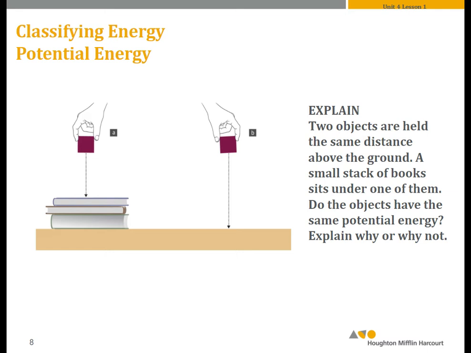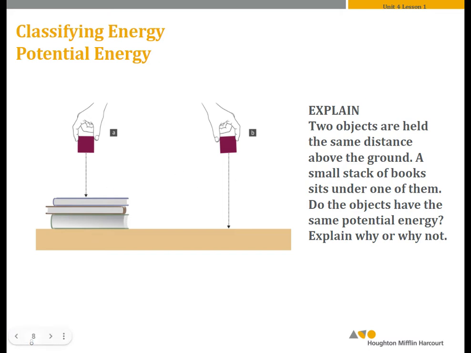Now, do both of these objects have the same potential energy, and why or why not? Well, from one perspective you could say that no, because if we think about potential energy as the potential to turn into kinetic energy, the potential of the object to fall, object B can fall farther than object A can because object A has these books in the way.